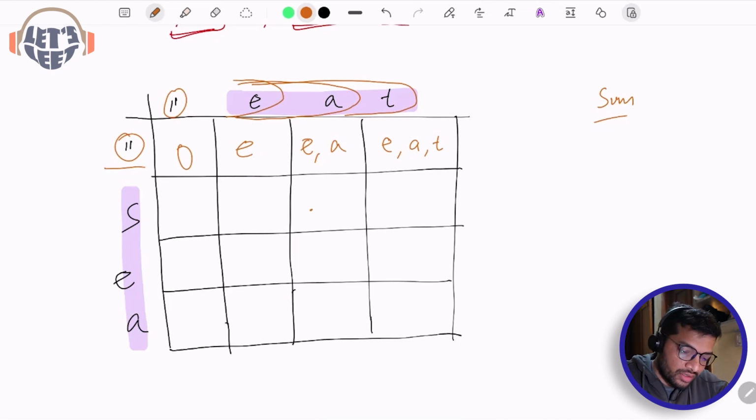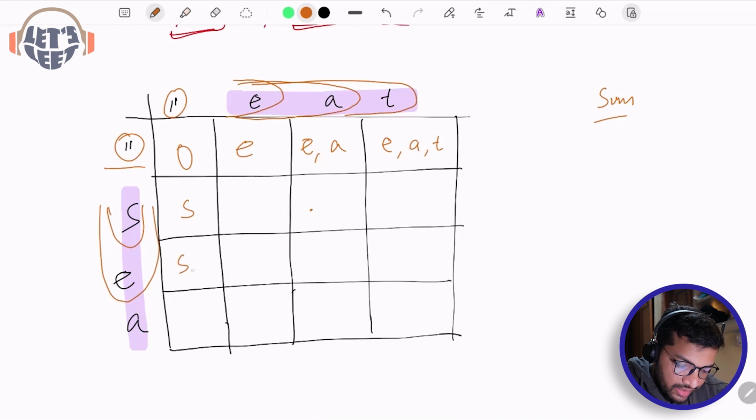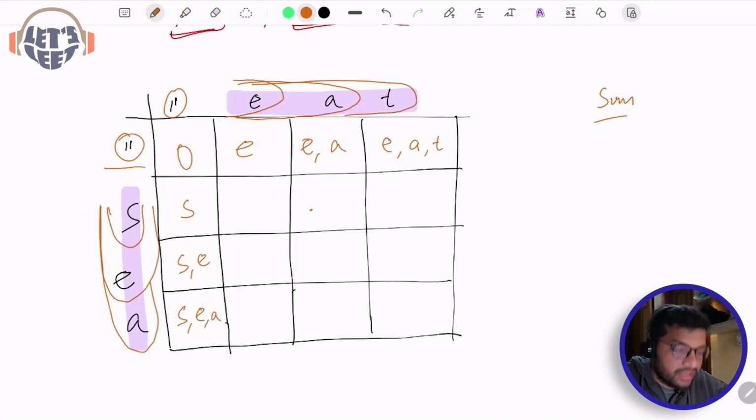Similarly, if I talk about the first column, I need to make blank and blank equal, so it will be 0 here. Then I need to make blank and S equal. So in that case, I'll have to delete S. In the next case, I need to make blank and SE equal. So in that case, I'll write S and E here. It's the cost basically, the ASCII sum of S and E. And here I need to make SEA and blank equal. So in that case, I'll write SE and A here.